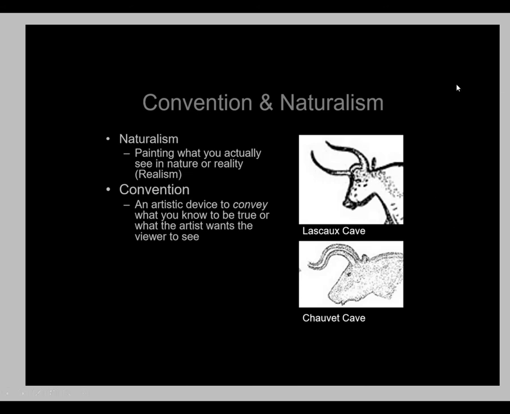First of all, this thing here. There's naturalism, which is painting what you see. And then convention is an artistic device to convey what you know to be true. So that would be the twisted perspective. We know that a cow or a bull has two horns. Painting what you see in reality, if you're standing in the right spot and they overlap, you could just paint one big horn.